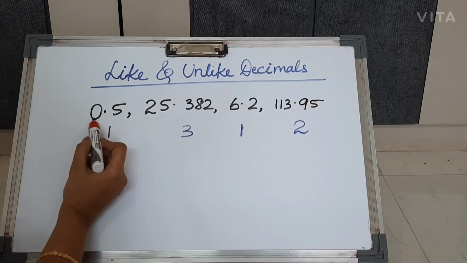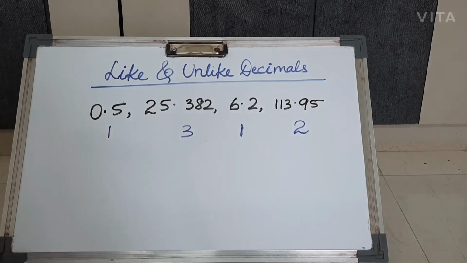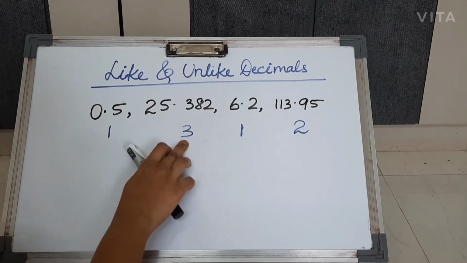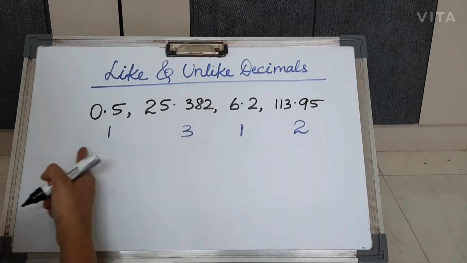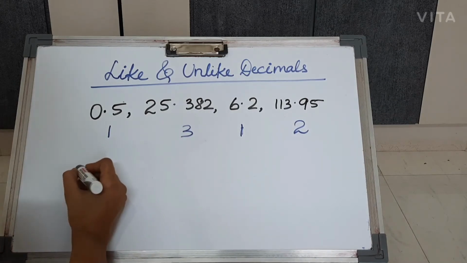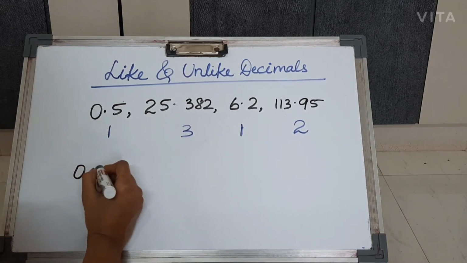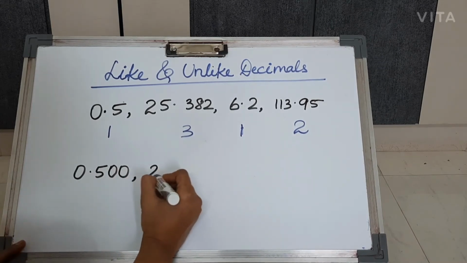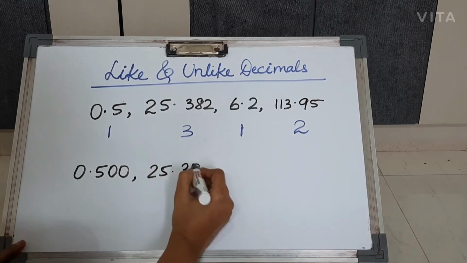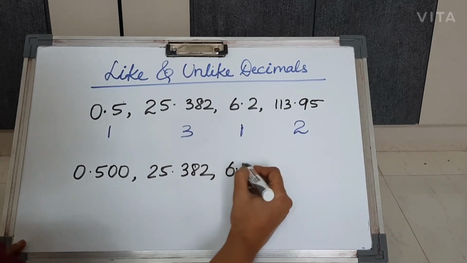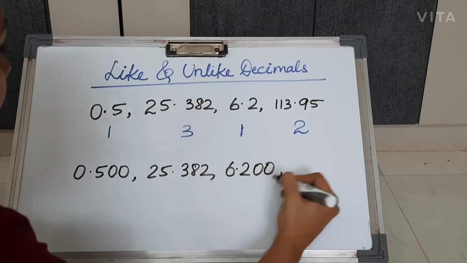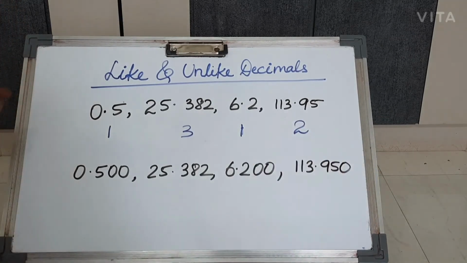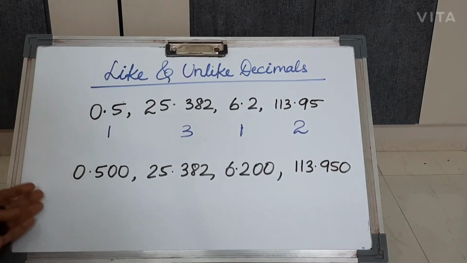So therefore, this is called unlike decimals. Now we have to convert these unlike decimals into like decimals. So how we are going to do it is, which is the greatest decimal place here? 3. 3 numbers are there. So we will convert all of these into 3 decimal place value with the help of 0. 0.5, we will put here 2 zeros, comma, 25.382, comma, 6.200, comma, 113.950. So this is the way we are converting unlike decimals into like decimals.